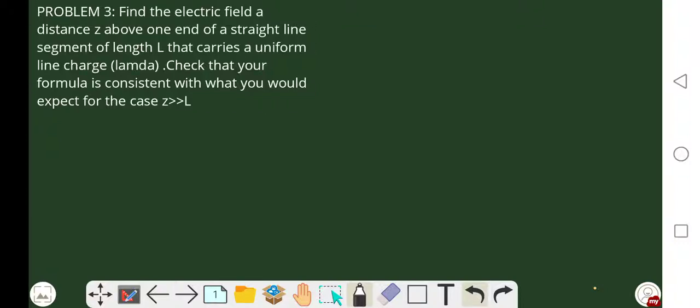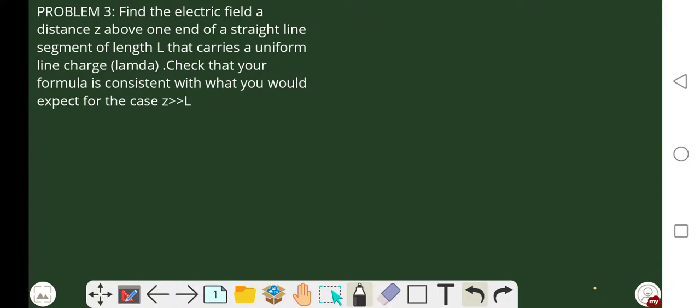Hello everyone, I am here with the solution of problem 3 of the electrostatics chapter of a book written by David J. Griffiths. So let's read the problem first. Find the electric field a distance z above one end of a straight line segment of length L that carries a uniform line charge lambda. Check that your formula is consistent with what you would expect for the case z much greater than L.